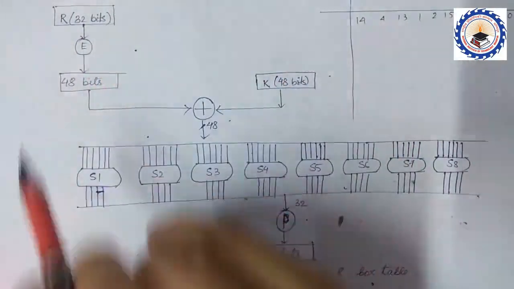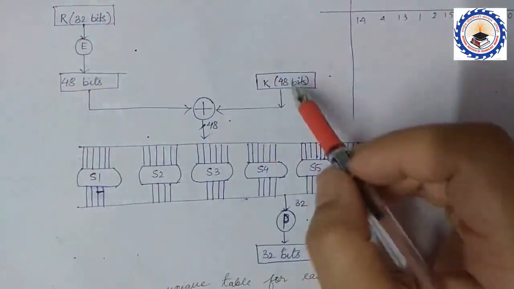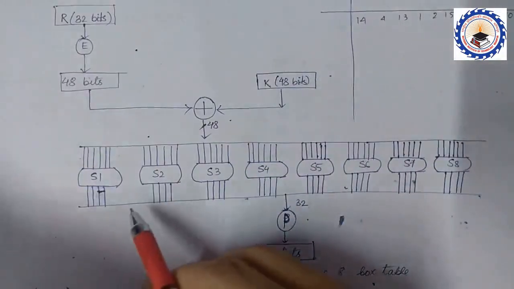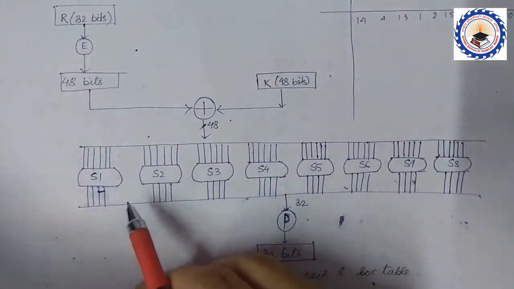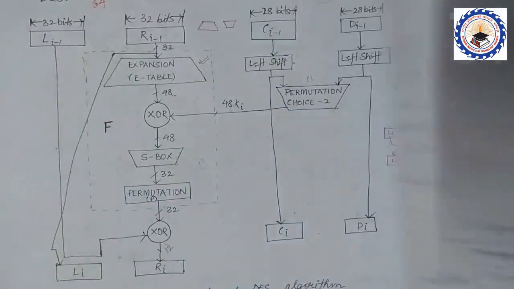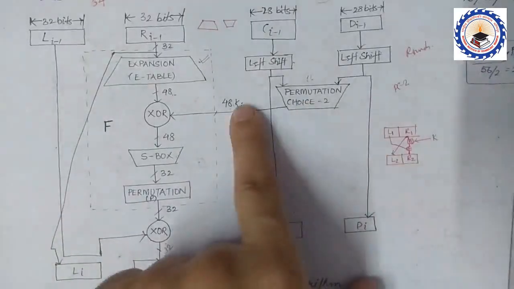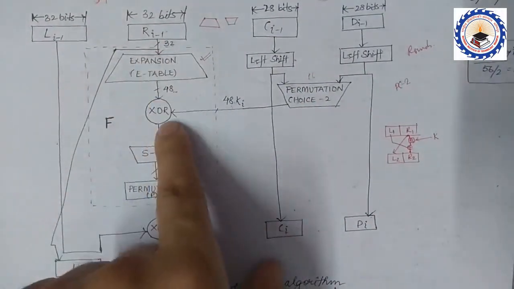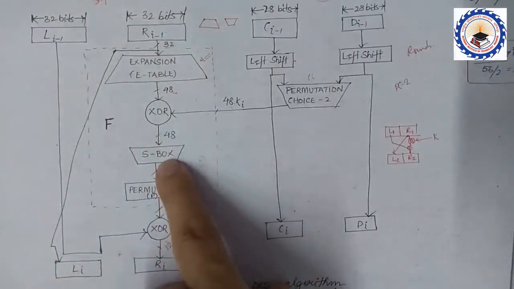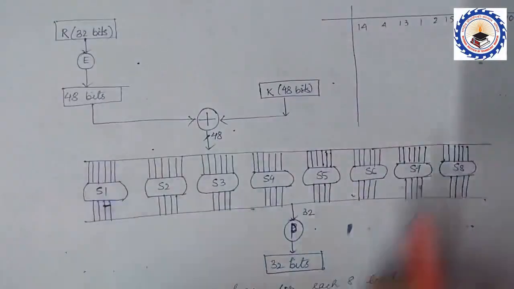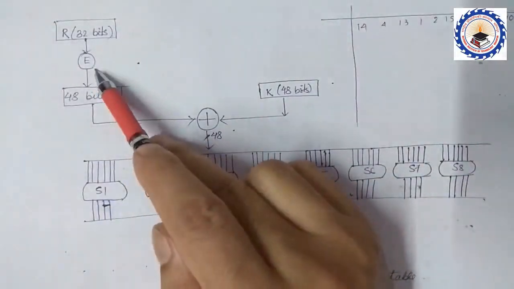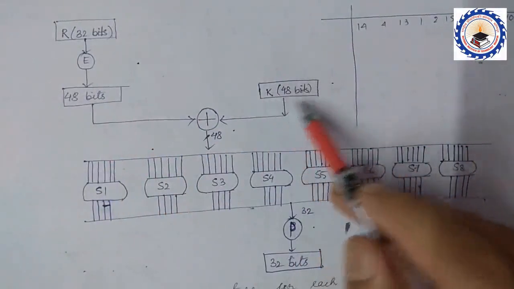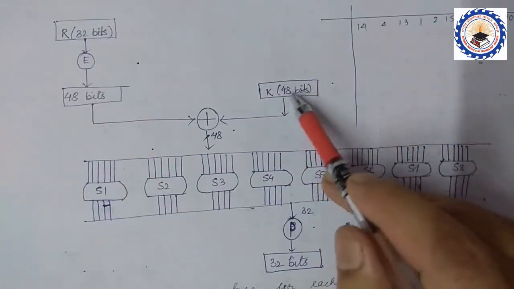How did we actually expand it? We use the previous expansion table, and then this is the key from the key generator. These are the sub keys from the generator. So this one and this one, after expansion, have to go through the XOR operation, and then they go to the S box here. After expansion we have 48 bits, and after key shifting, we have these 48 bits here.